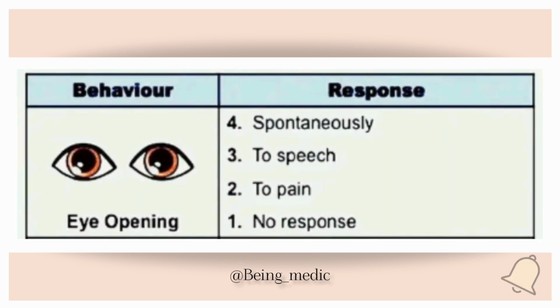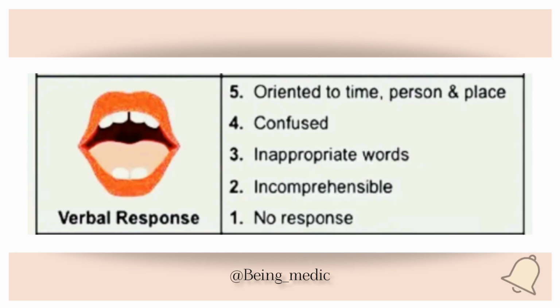Firstly, we can see eye opening response. 4 is spontaneous eye movement. 3 is to speech. 2 is to pain. And 1 is no response. And now we talk about verbal response. As we can see, 5 is oriented to time, person, and place. 4 is confused. 3 is inappropriate words. 2 is incomprehensible. And 1 is no response.